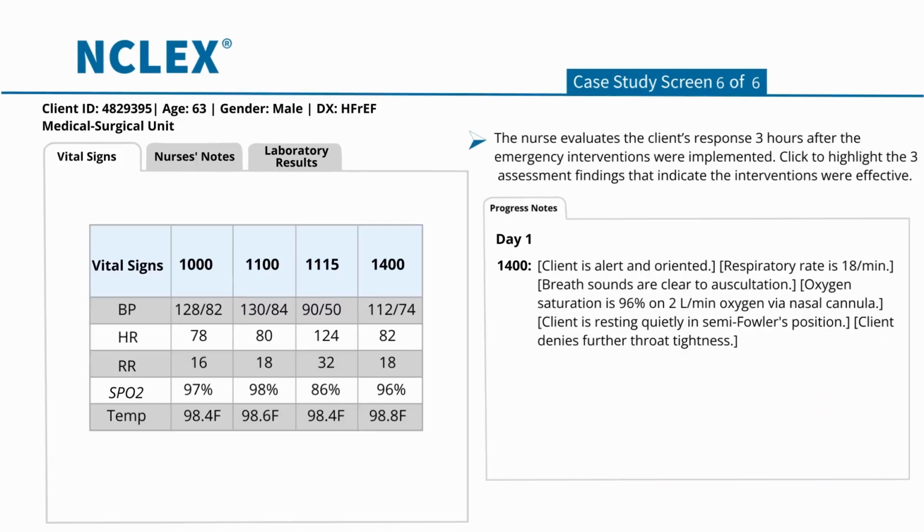bed angle. The nurse evaluates the client's response 3 hours after the emergency interventions were implemented. Click to highlight the 3 assessment findings that indicate the interventions were effective. Progress notes for day 1, 1400. Client is alert and oriented. Respiratory rate is 18 per minute. Breath sounds are clear to auscultation. Oxygen saturation is 96% on 2 liters per minute oxygen via nasal cannula. Client is resting quietly in semi-Fowler's position. Client denies further throat tightness.